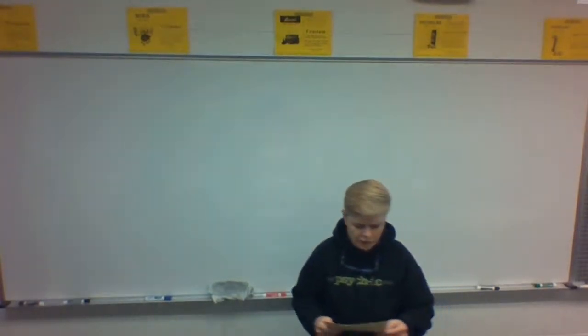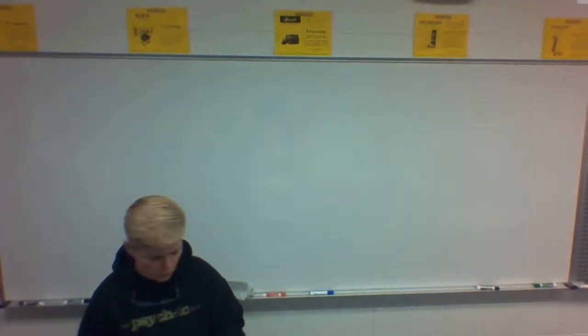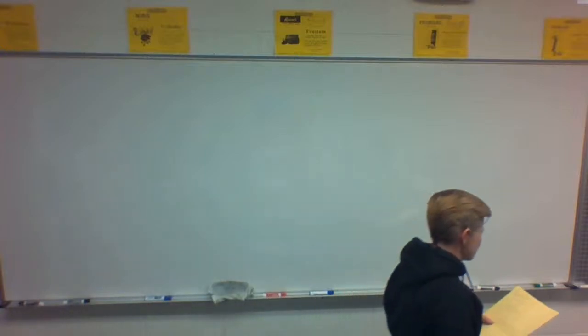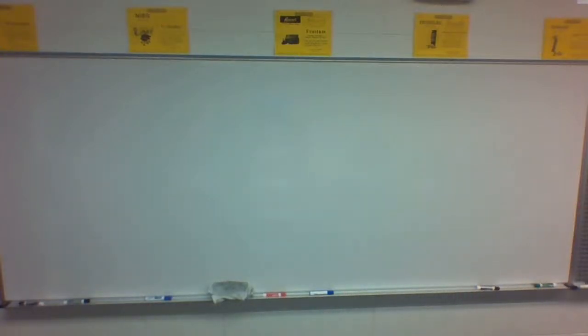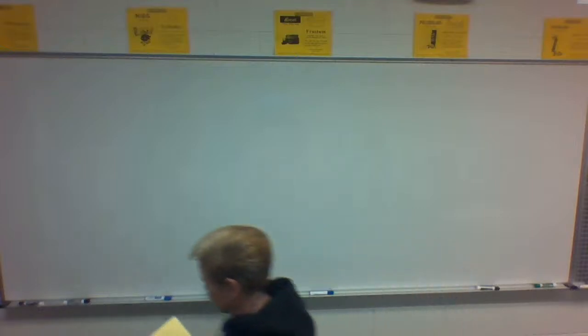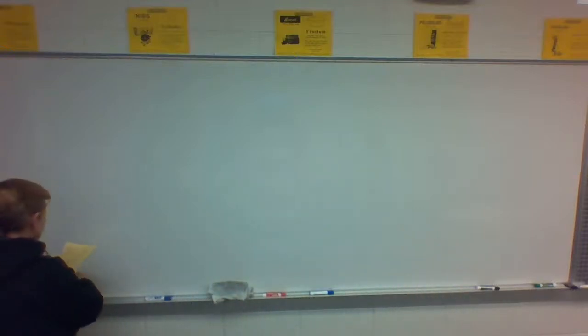Okay, here's chapter 6 test review for Algebra 2. Here we go. Number 1, number 2. The instructions are simplify the expression. And these are the type of expressions you'll be up against. One of them is something like this.